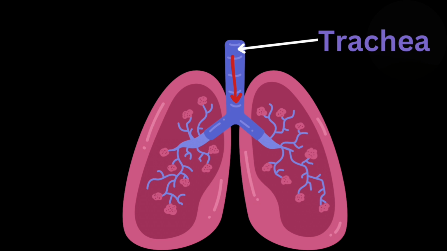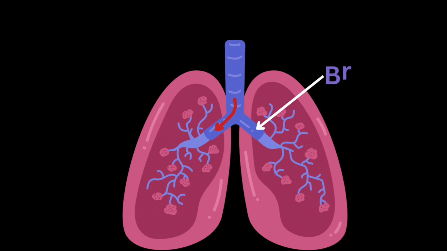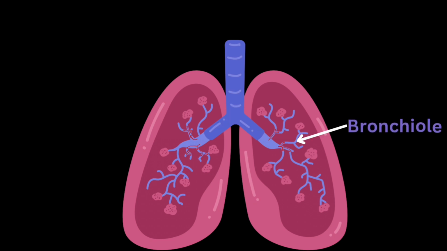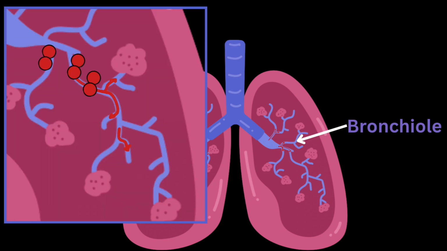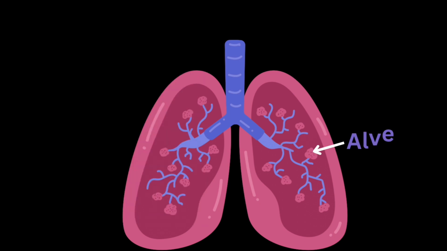The oxygen enters the lungs by travelling down a tube called the trachea. The trachea then branches off into 2 smaller tubes, each of which is called a bronchus. So the oxygen travels down the bronchus. And the bronchus then branches off into really narrow tubes called bronchioles, and the oxygen then travels down the bronchioles. And here I've zoomed in on a section of the lung so you can see the oxygen particles travelling down the bronchiole.